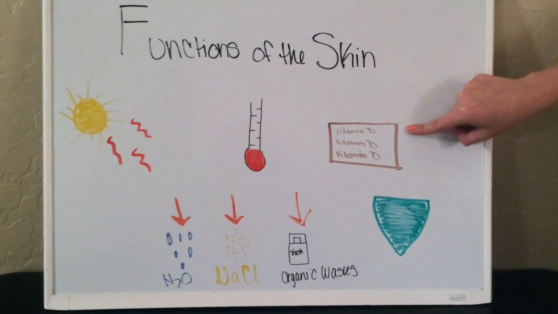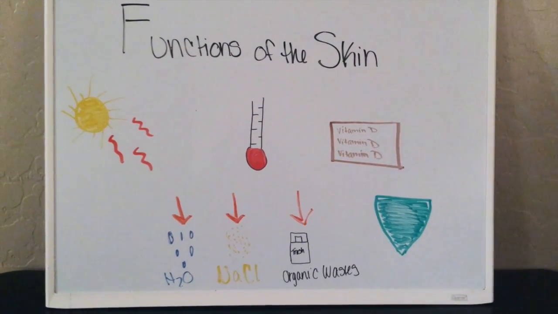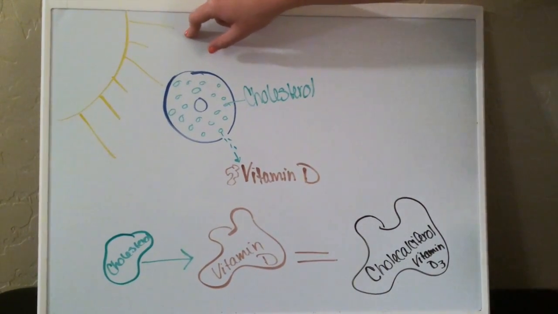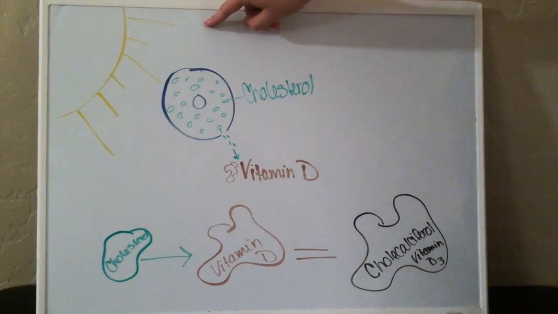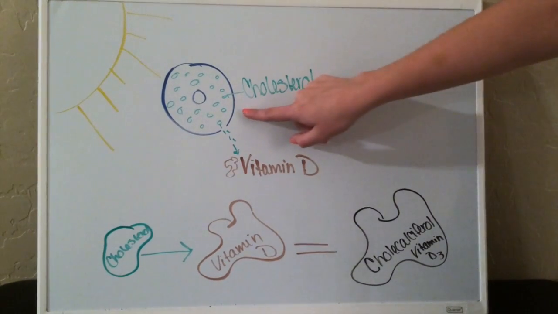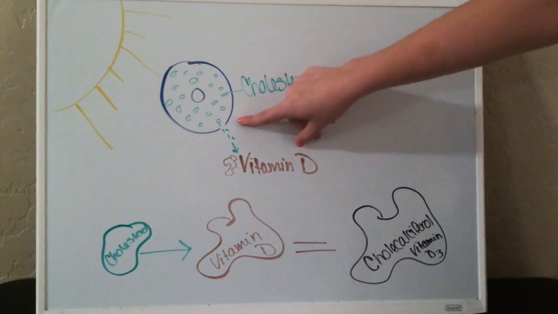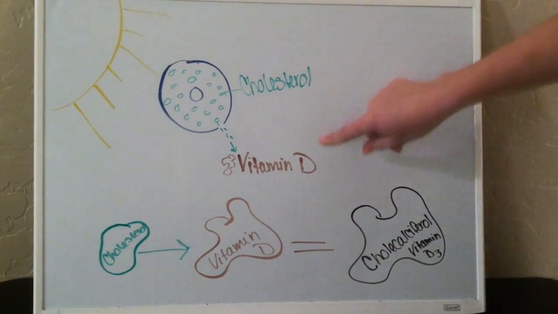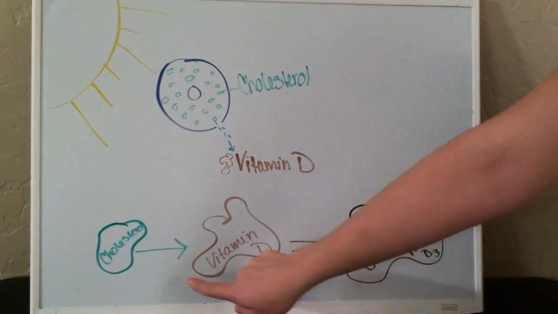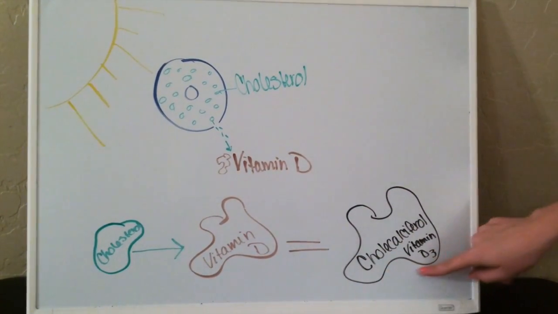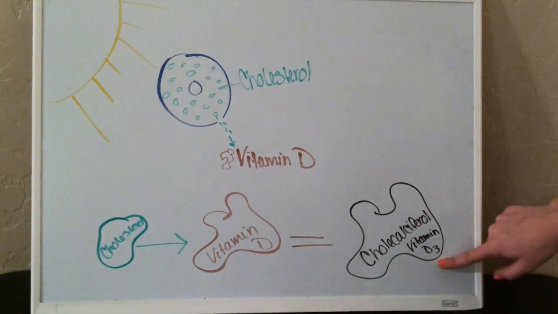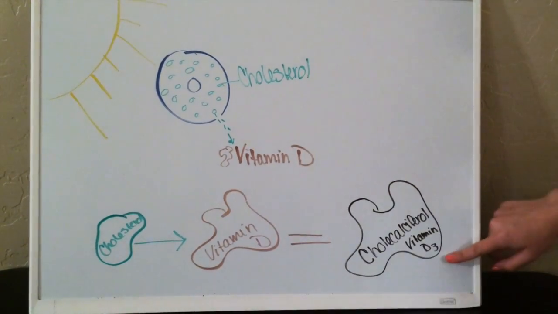We will talk a little bit more about vitamin D. The body uses sunlight to produce vitamin D, but there is also a substance found in cells called cholesterol that also helps produce vitamin D. The vitamin D that was converted from cholesterol is called cholecalciferol or vitamin D3, which is a form of vitamin D.